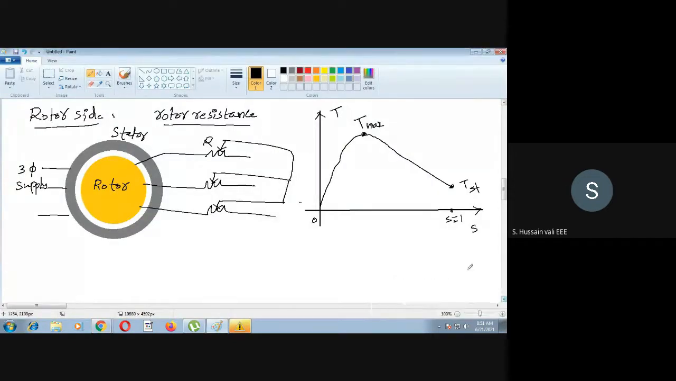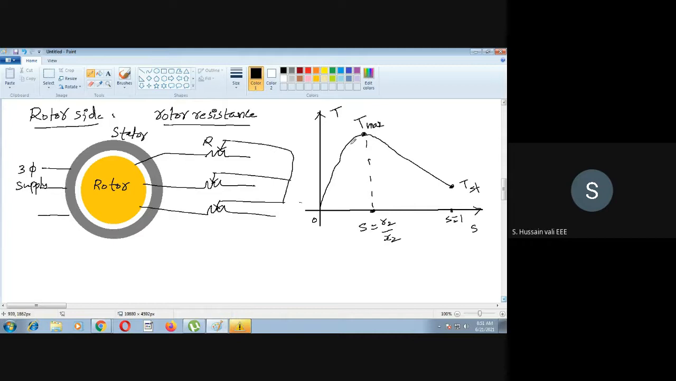Now you see one more thing that you might remember: at this point there's a derivation already. I will write here, S is equal to R2 by X2, or otherwise you can check yourself. So at this slip value, you'll get the maximum torque. Before that and after that, it is less than the maximum.